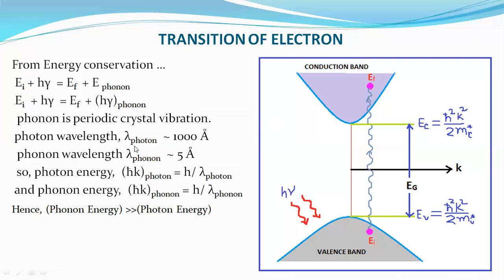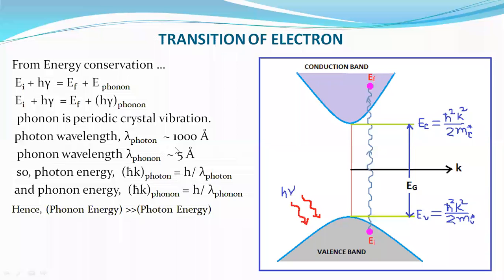The photon wavelength, lambda photon, is about 1000 angstrom. The phonon wavelength is at maximum up to 5 angstrom. As I said earlier, the interatomic distance is on the order of 5 angstrom. So the phonon has a much smaller wavelength than the photon.